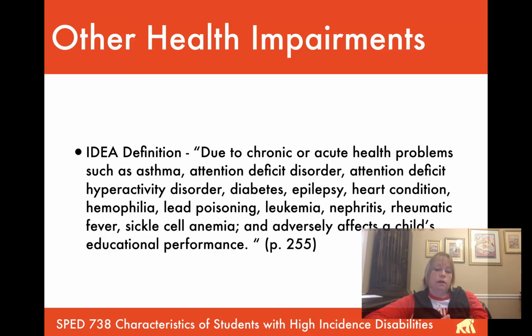Now, one of the other identification tools that we can use within the IEP process is identifying a student as other health impaired. And when we do this, we're really looking at two things. One, a chronic or an acute health problem. And those can be things as IDEA defines them: asthma, ADD, ADHD, diabetes, epilepsy, any kind of seizure disorder, heart condition. If they have an illness like leukemia, rheumatic fever, sickle cell anemia, any type of chronic or acute health problem that adversely affects their educational performance.